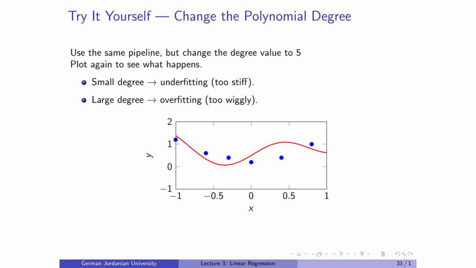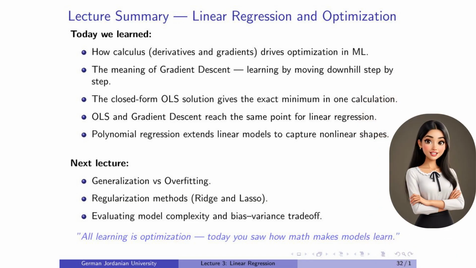The goal is balance. So, by the end of this session, we saw how calculus shapes learning, how gradient descent finds minima, how OLS solves them directly, and how polynomial regression captures curves. Next time, we'll learn how to prevent overfitting with regularization.